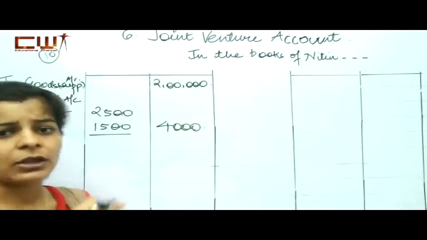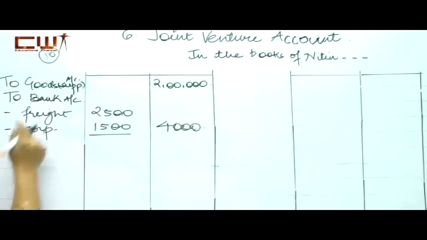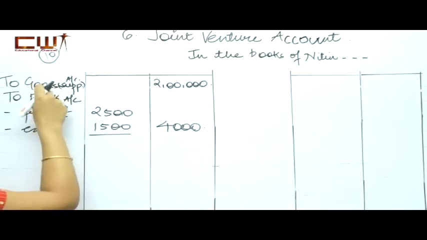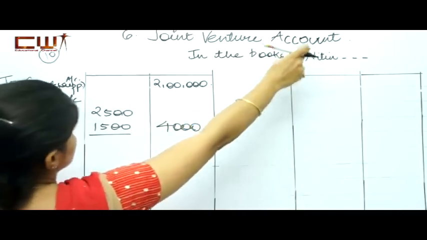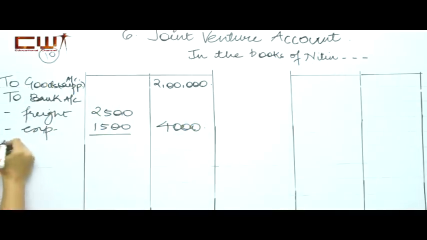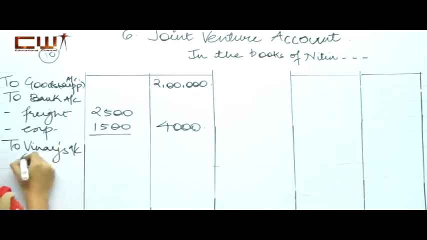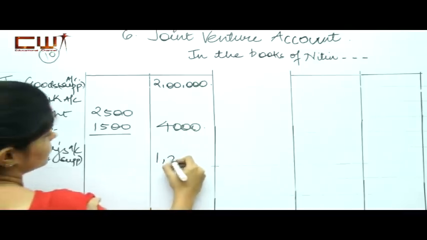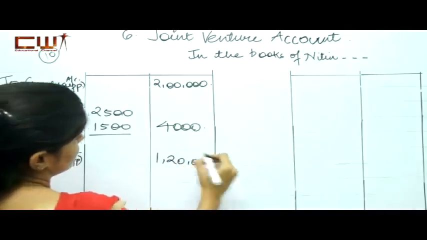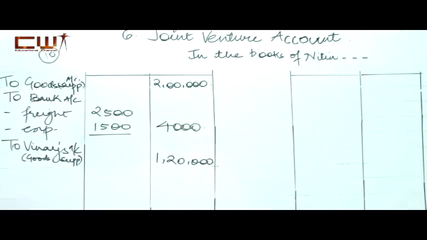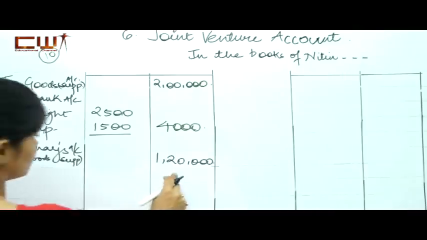So here also I am writing to Vinay's account, right? You will not write goods supplied, because we are writing goods supplied as this is in the books of Nitin. So you cannot write Nitin's account, but definitely you can write the other co-venturer's account, that is whose? Vinay's account. To Vinay's account, goods supplied. How much? It is 1,20,000. Right? Expenses are also paid. How much are the expenses? Expenses are paid for 4,000, I'm sorry.